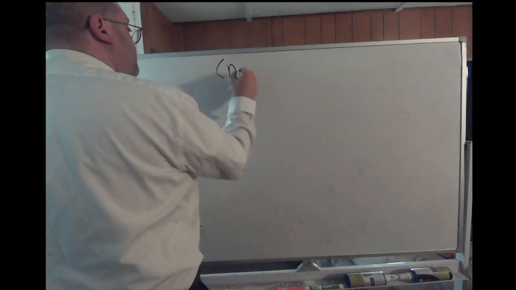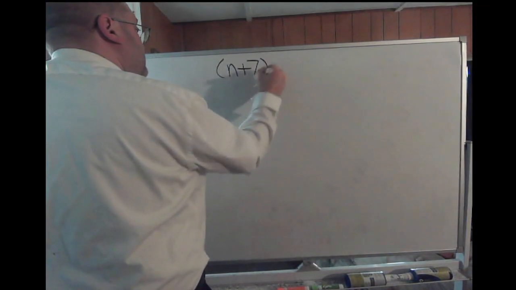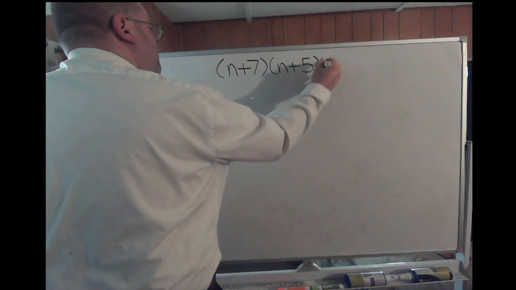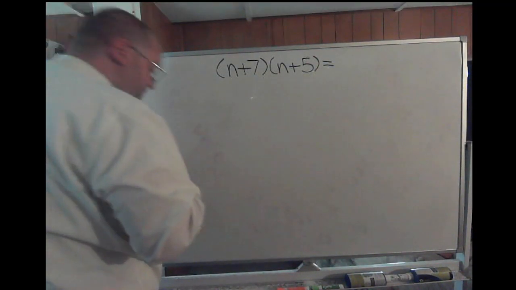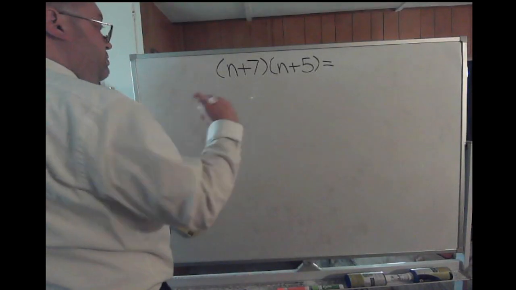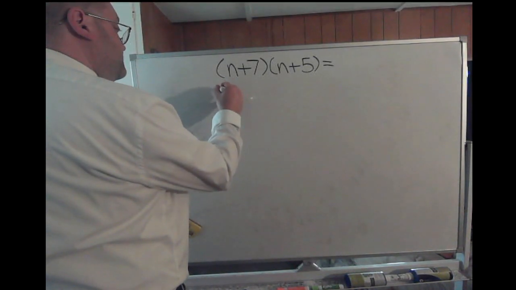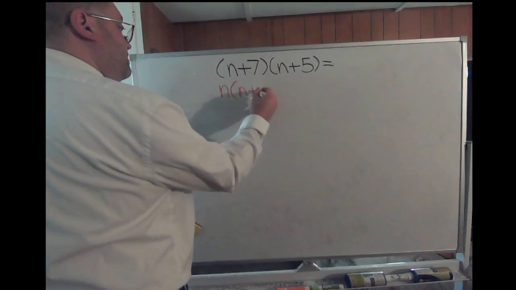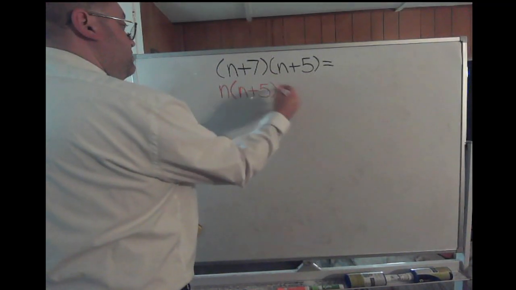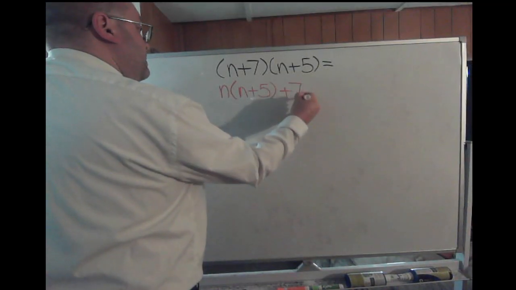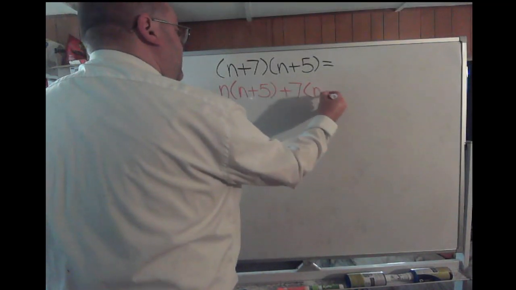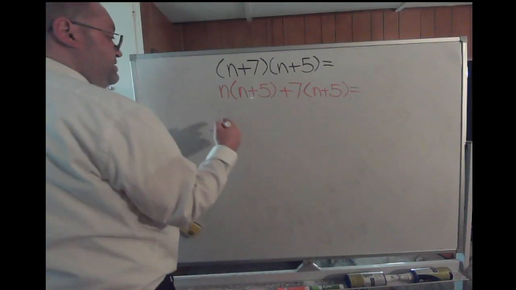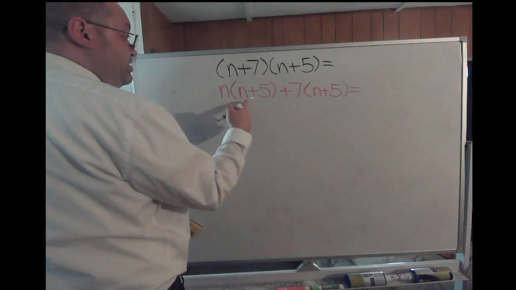Alright, let's see. We got n plus 7 times n plus 5. So we got n plus 7 times the quantity of n plus 5. Well, again, you'll take your n in the first term, multiply it by that quantity of n plus 5, plus your 7 times that quantity of n plus 5. Now what you're going to do is just do the distributive property on each of these terms.